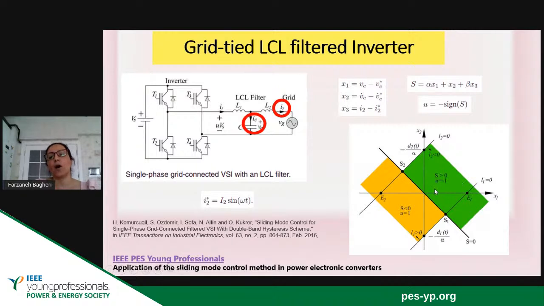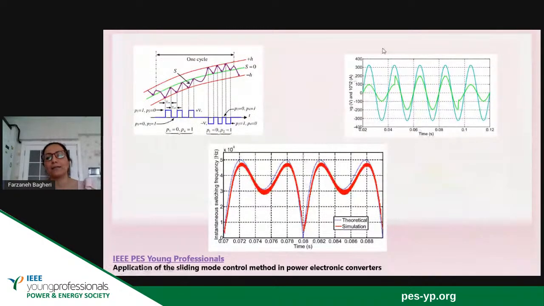This paper is optimizing the values of alpha and beta in such a way to have an existence region for S, the highest existence region when S is positive and S is negative. If you look at the results of this paper, you can see that under event disturbances, for example, when the grid current is changing, again in a very fast time, the system is working. But what is the disadvantage of this paper is that it is working under variable frequency. This is the switching frequency of the system. You can see that it has variable switching frequency.